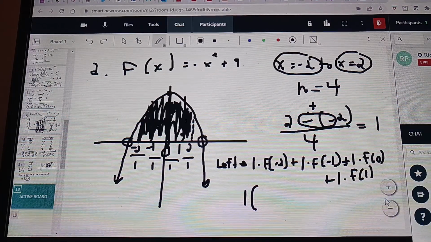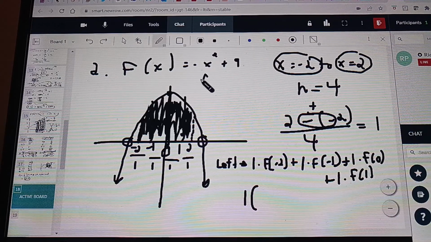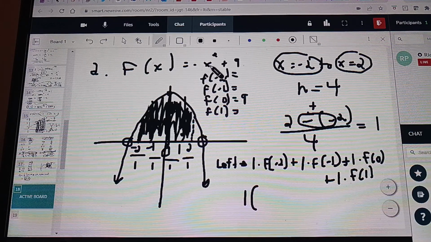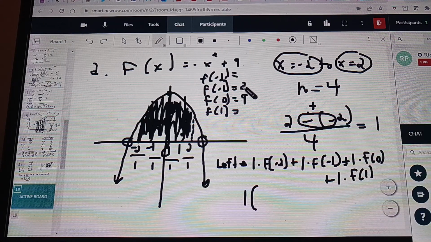So if I could figure out f of -2, f of -1, f of 0, and f of 1, these four added together will be the left endpoint estimation of the area. And f of 0 is easy, that's 9. F of 1 and -1 have the same answer because 1 or -1 squared are 1. And then this negative would turn them into -1s. -1 plus 9 is 8 for both of those.